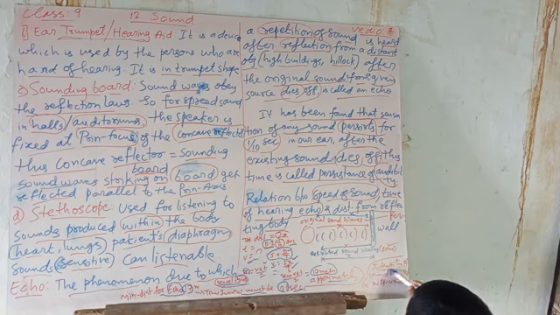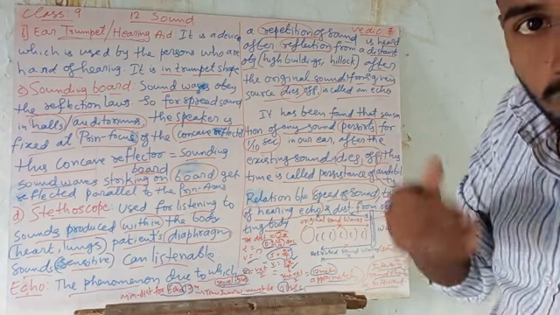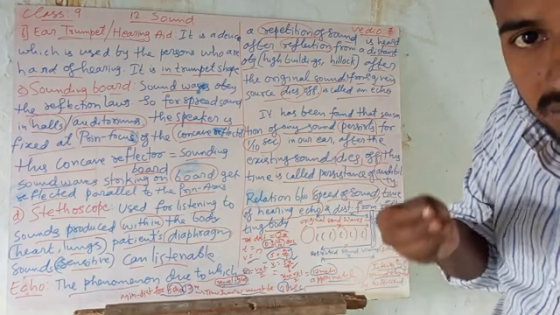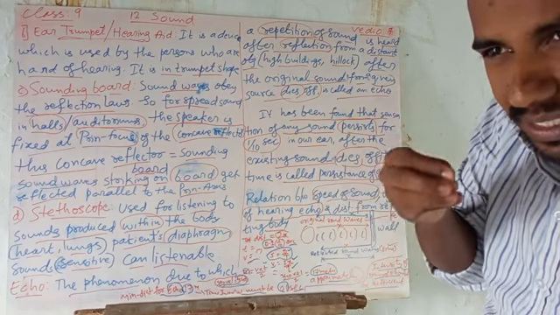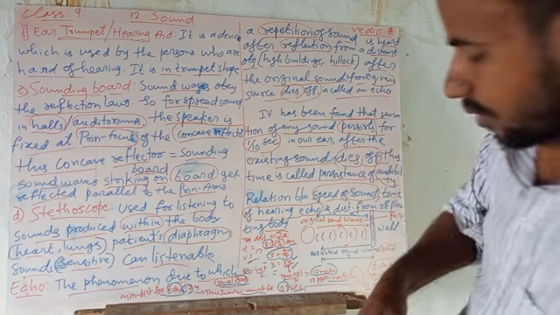So the intensity of the sound waves should be sufficient. Intensity of sound should be sufficient. It means more sound, less sound I am not talking about. Intensity of sound means a maximum sound is compulsorily needed to listen to an echo. Remember this.